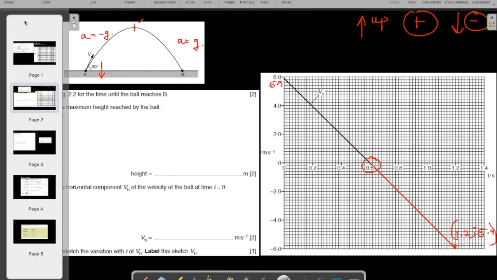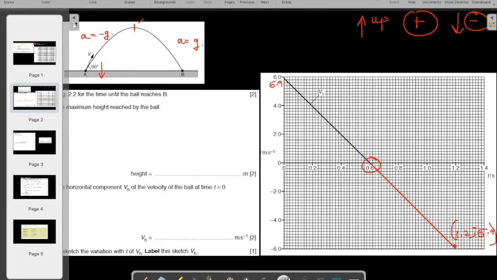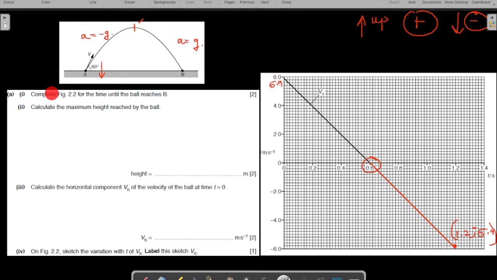So let us look at the mark scheme. You see a straight line from 0.6 to this point, where the final velocity is minus 5.9 at time t equal to 1.2. The line is for negative values of the vertical component of v. Read it, pause the screen and understand it. So this is how you do this question. It's a 2-mark question for this graph completion.